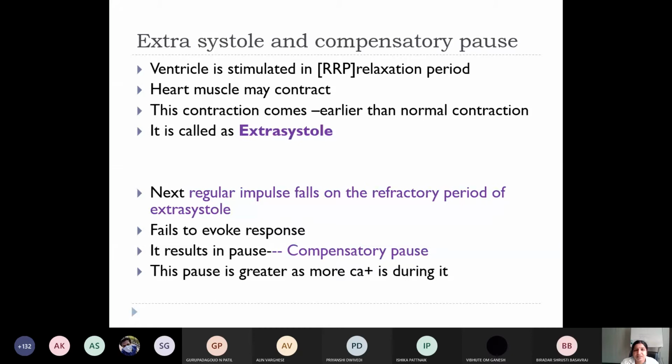So, are you understanding? Is it clear or is it still confusing for you? It is clear? Can you explain it once again? With the graph? Yeah, I will explain, don't worry. Yes, ma'am.